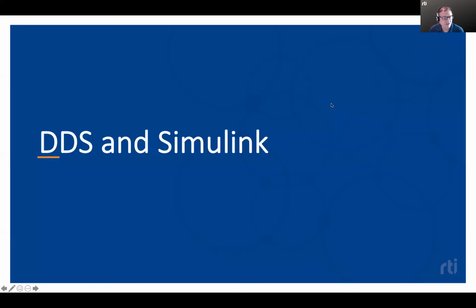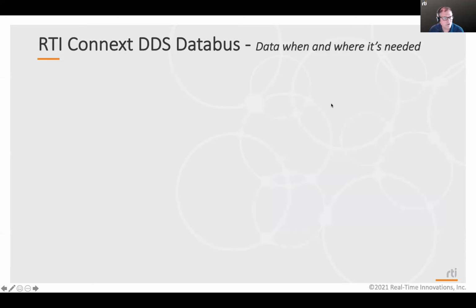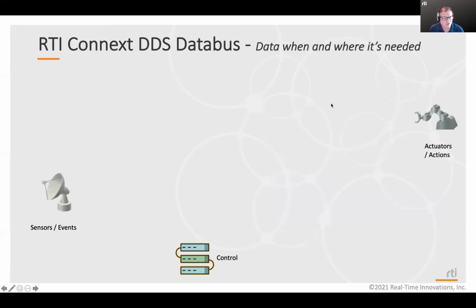So, DDS and Simulink. What I'll do is show you basically how DDS works in a system, just to give you a feel for a generic system. On the left here, we have sensors, or something that generates events. This could be radar, LiDAR, sensors of any kind, temperature readings, whatever it is. And there can be many thousands of them. In our Kennedy Space Center system, there are over 100,000 sensors.